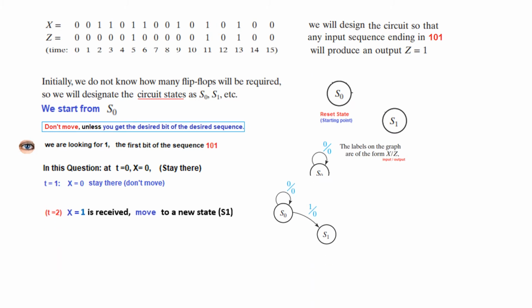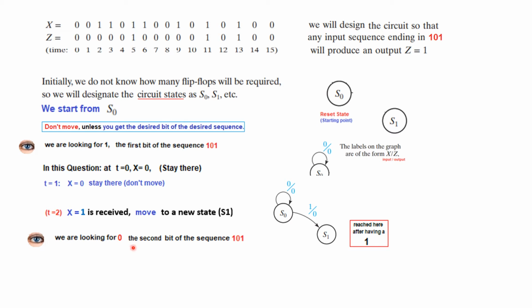Now at t equal to 2, x equal to 1 is received, but the output is still 0. So since we are looking for x equal to 1 and we have received it, we'll move to a new state from here. We are moving to state S1. And what do we write here? The input from here you can see is 1 and the output 0, so we'll write 1/0. And we can make a note of how we reached here: after we got a 1, we have reached here.